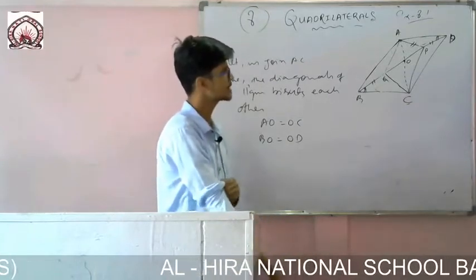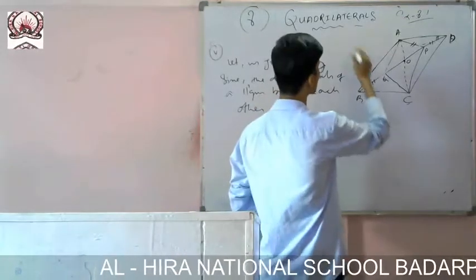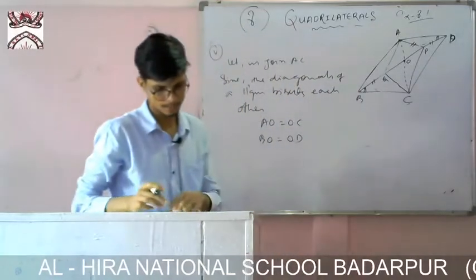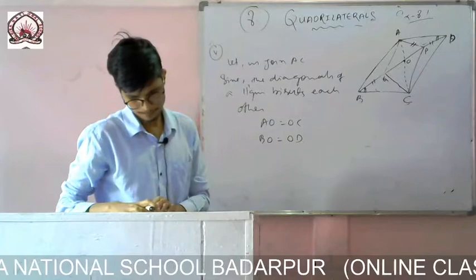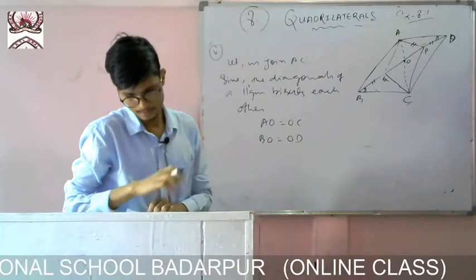Now you see what is given, that this part is given equal. What is given in the question? The very first line, if you see, it is given BQ is equal to DP.